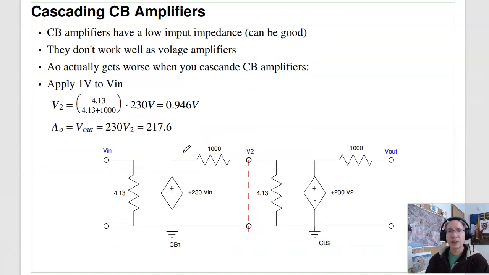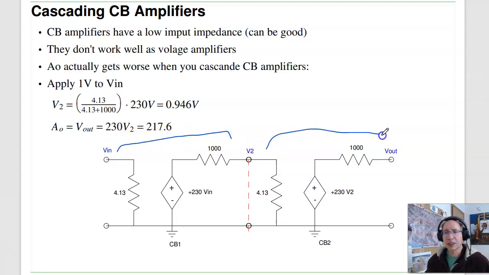Okay, so what do you do with a common base amplifier? Suppose I were to cascade them. Well, if I have two common base amplifiers, here's my first one, here's my second one. Find the two-port model. And kind of obviously, looking in, the input impedance will be 4.13 ohms, AI equals 0.